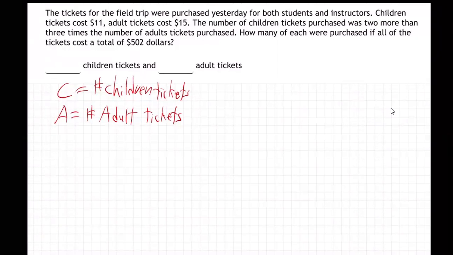So the first one, what's it say? The number of children tickets purchased was two more than three times the number of adults. So let's do that fact. The number of children tickets equals, "was" is like equals. It's the past tense of is, right? Was is equals in the past. So the number of children's tickets equals two added to what? Three times adult tickets, 3A. Two added to 3A. There's that one.